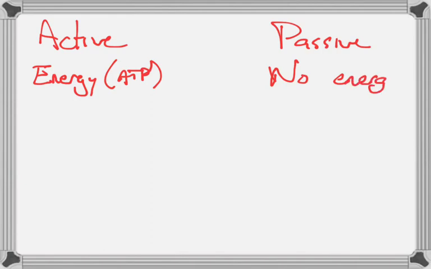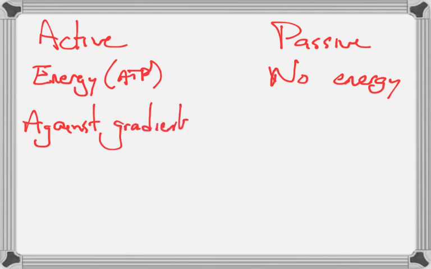What else? What's another difference between these two? If it's active transport, it's going against the concentration. Good. Usually pushing against the concentration gradient. And how about passive? Just the opposite, with the gradient, right?